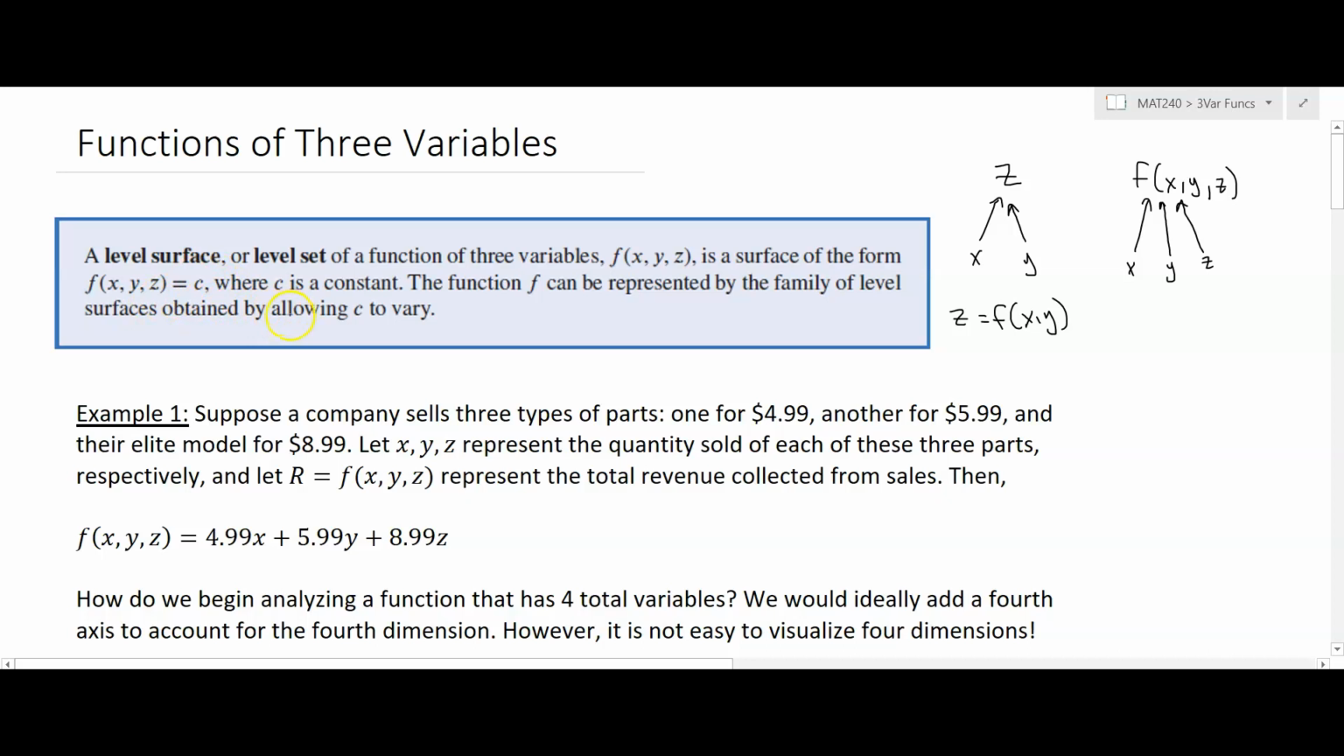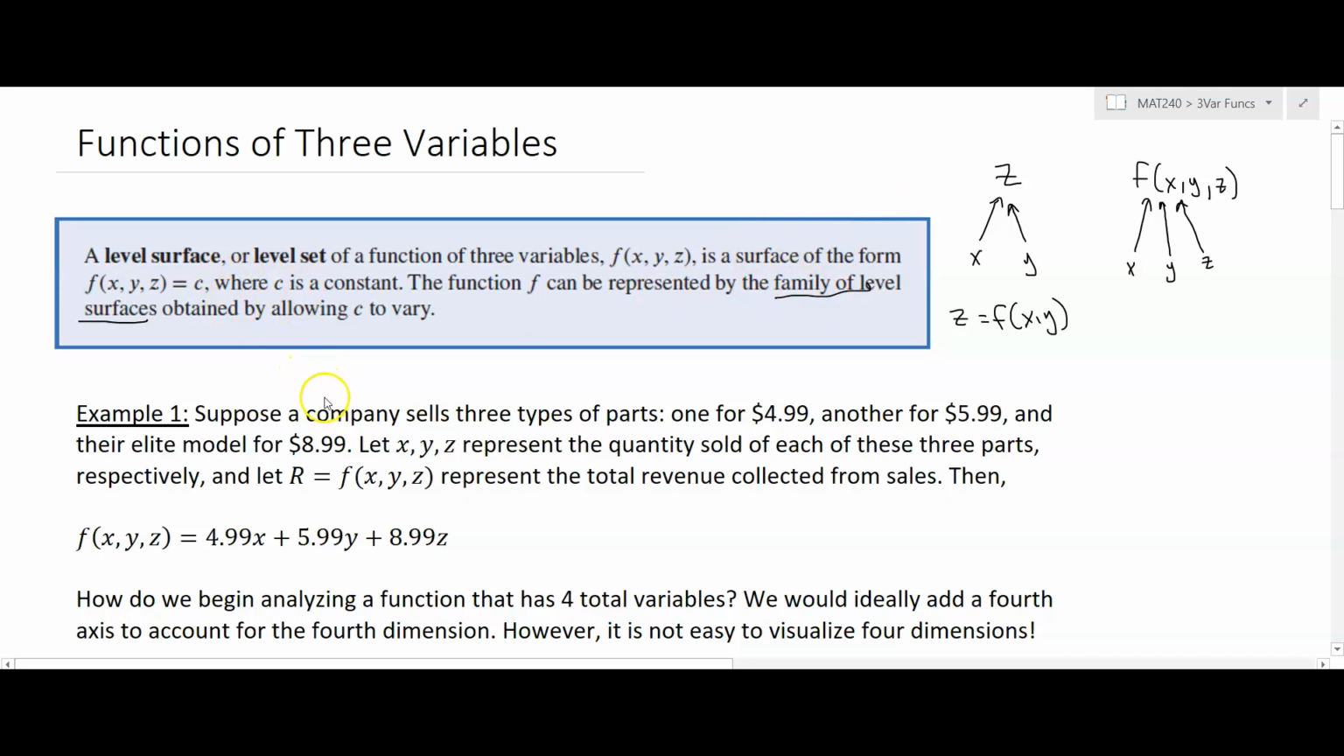So it's nothing really super new here, except that our representation will not be a 2D representation of a 3D function, but a 3D representation of a 4D function. The function f can be represented by the family of level surfaces obtained by allowing c to vary. So we get what's called a family of level surfaces when we consider all of the different possibilities of c.